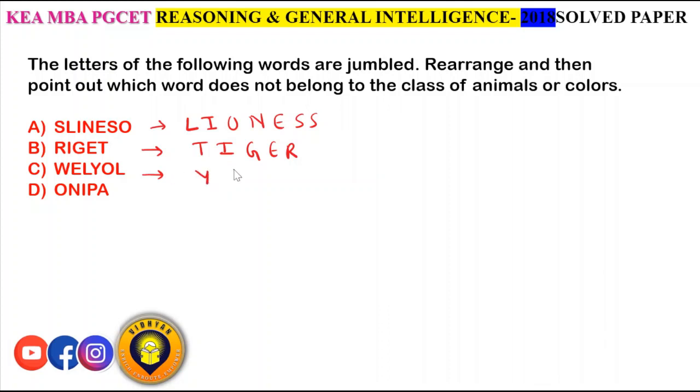Well, you can find it out: it is yellow, which means it belongs to colors. So obviously you have three words which belong to a group, that is animals or colors. Obviously this will be the odd one out. But if you want to see which word you can make, you cannot make any animal or color word, so here you can make a word called piano. So piano is the odd one out in the given words.